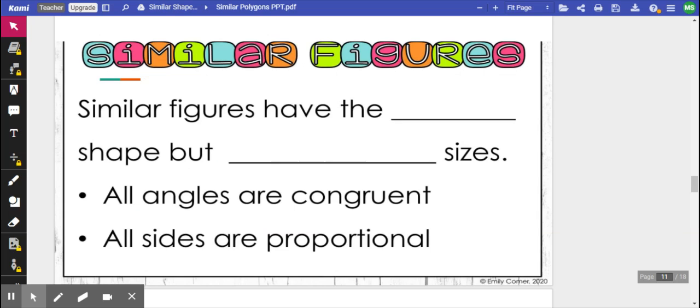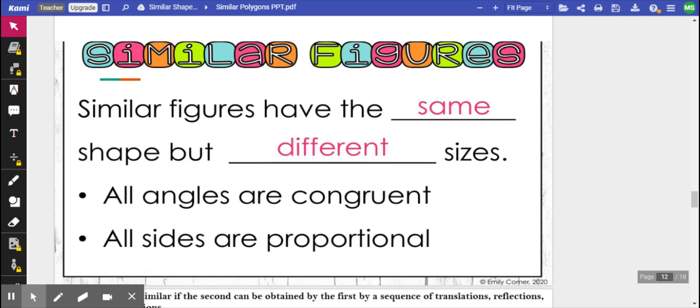So time for a little bit of notes. Similar figures have the blank shape, but the blank sizes. We would fill that in with the same shape, but different sizes. And the 2 bullet points here are incredibly important. All angles are congruent, all sides are proportional.